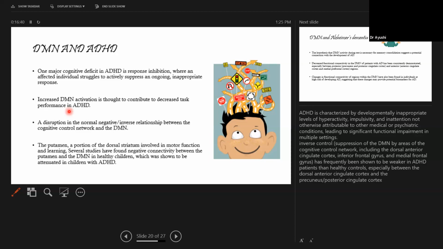Also, it has been seen that the putamen, we all know the part of the basal ganglia, putamen, globus pallidus, lentiform nucleus. The putamen is involved in motor function and learning. Several studies have found negative connectivity between the putamen and DMN in healthy children. In healthy children, there is negative connectivity, which has been shown to be attenuated or weakened in children with ADHD. So there are deficits with learning.